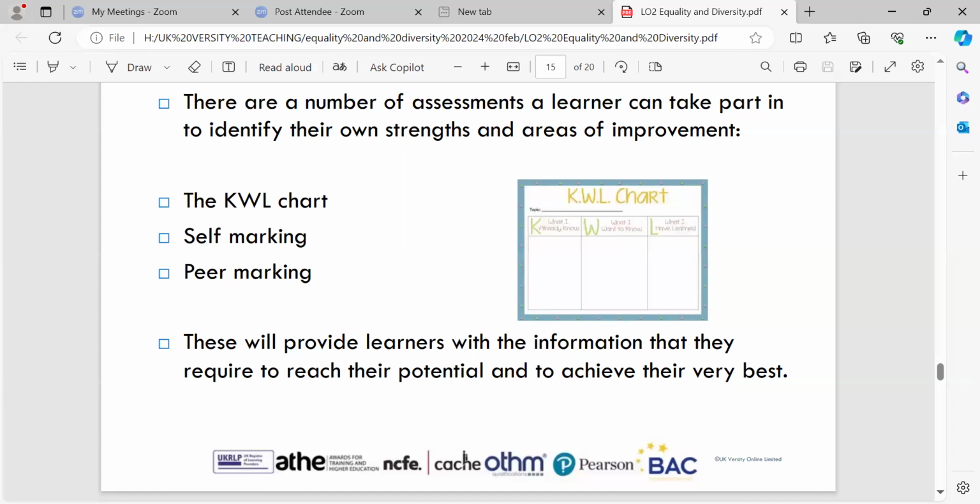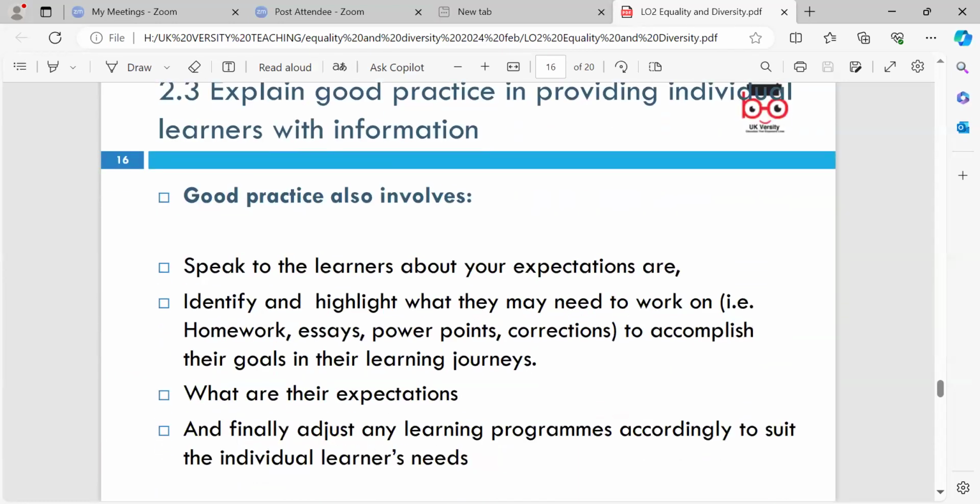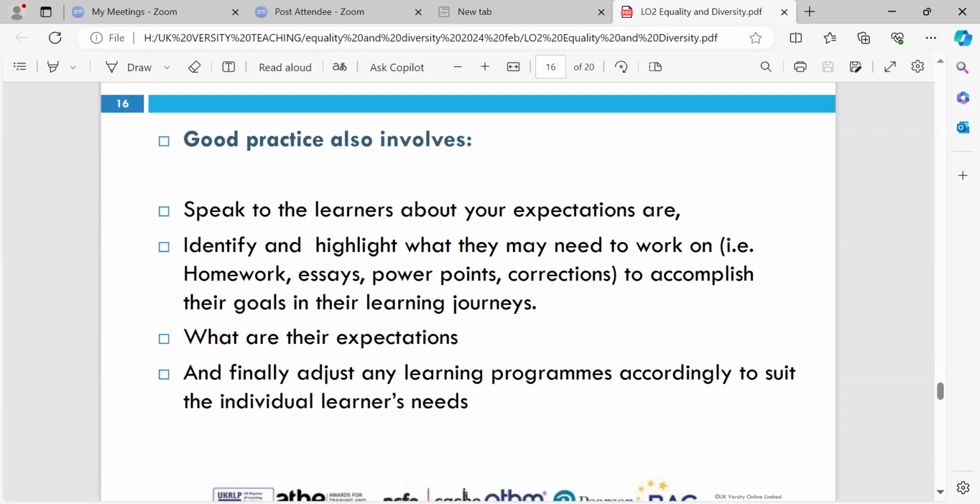Different ideas do help in groups, and it helps them identify what they're good at. It helps them identify their areas of improvement. So good practice also involves speaking to the learners about their expectations, identifying and highlighting what they need to work on. For example, if there's any sort of homework, essays, PowerPoints, and what their expectations are. Do you think personally that some students have more expectation than others? Do you think some have more?